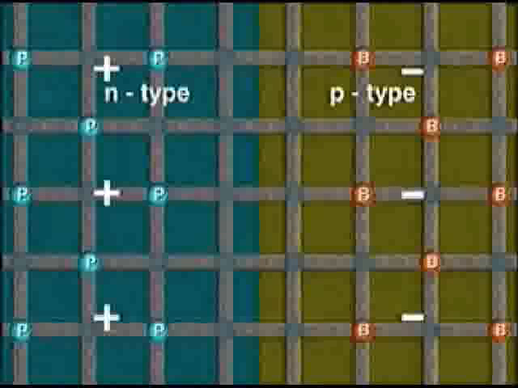A p-type and an n-type silicon in contact with one another form what is called a p-n junction. Electrons from the n side diffuse across the p-n junction to the p side, and holes from the p side diffuse to the n side.